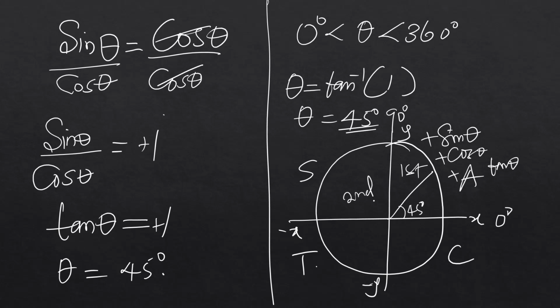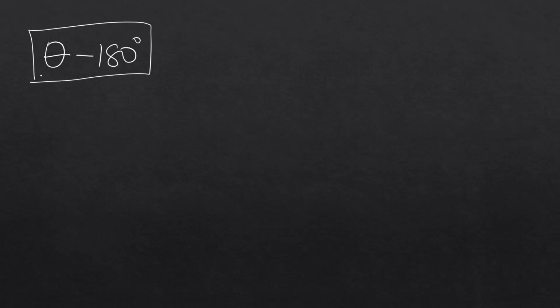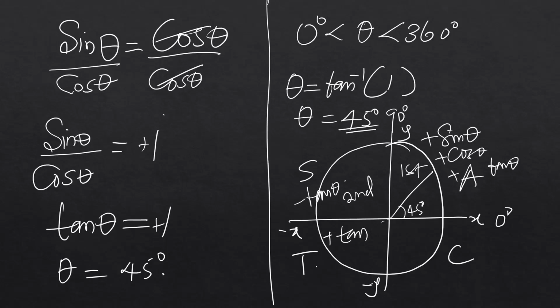Now coming to the second quadrant, tan is negative in the second quadrant, and it is only in the third quadrant that tan is positive. Now the question is, which equation defines angles in the third quadrant? And that equation is given as theta minus 180 degrees. This is the equation that defines the angles in the third quadrant.